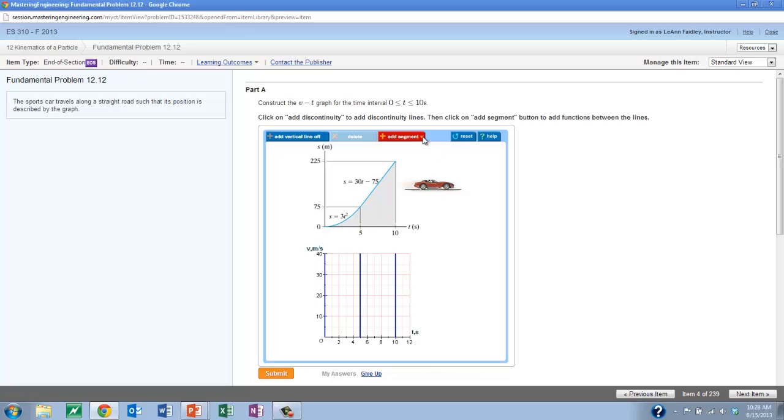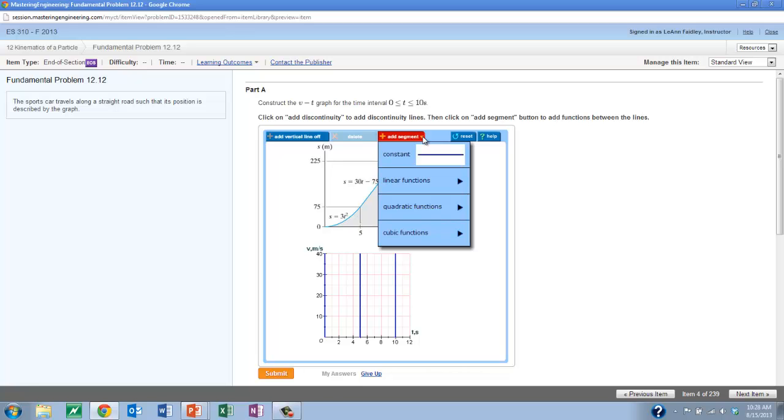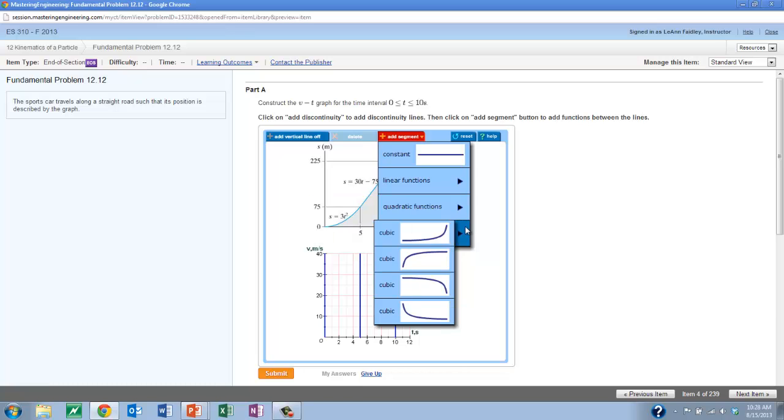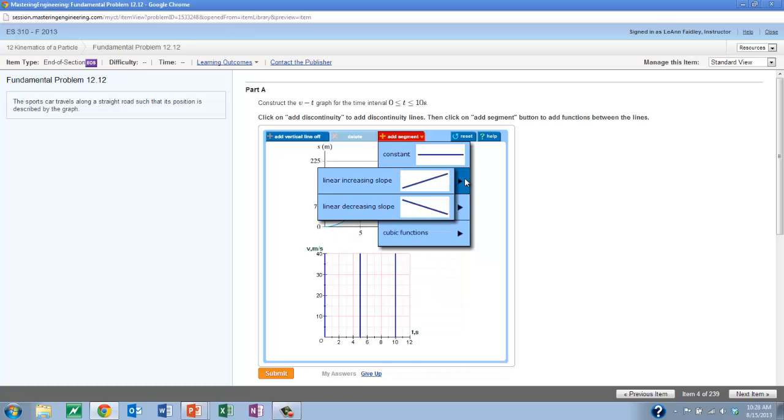Under add segments, that's where we're going to add our functions. We have various options. We could add a constant, we could add a linear function that either goes up or down, we could add quadratic with various shapes, or we could add cubic with various shapes. So we want a linear function. The question is which one, right?